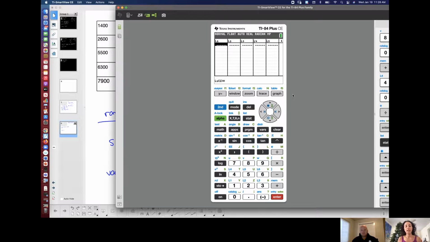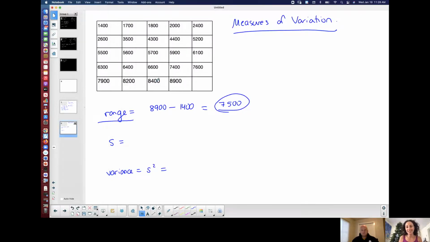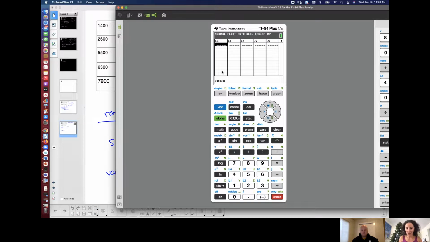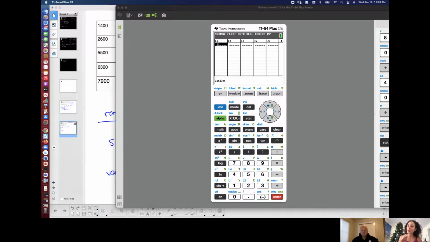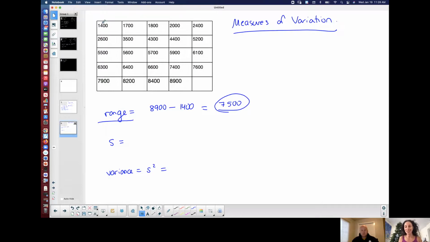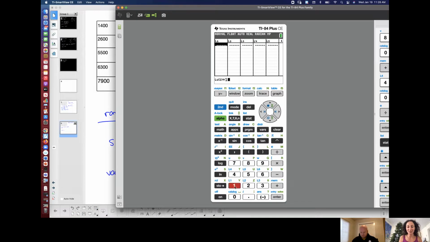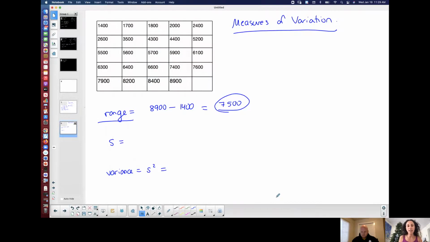The physical one. So we need to put all of these into lists, and I'm going to put it in L1. Always remember where you put it. So we're going to input again these values. So let's do it. 1,400, enter. 1,700, enter. This is how I put values into a list.